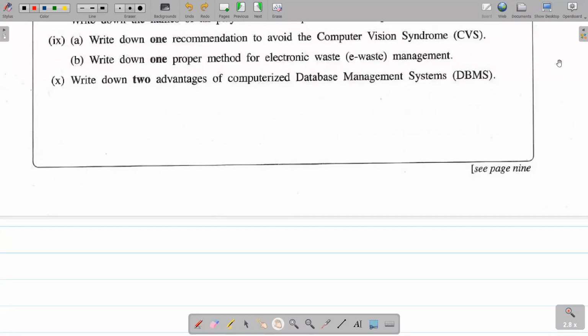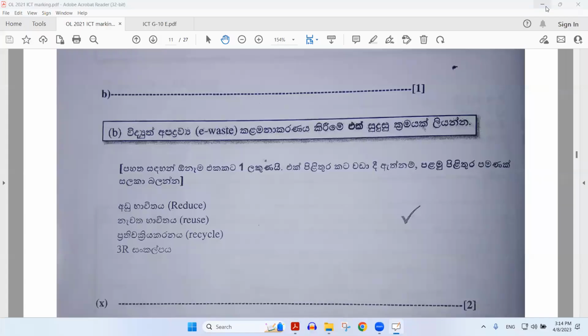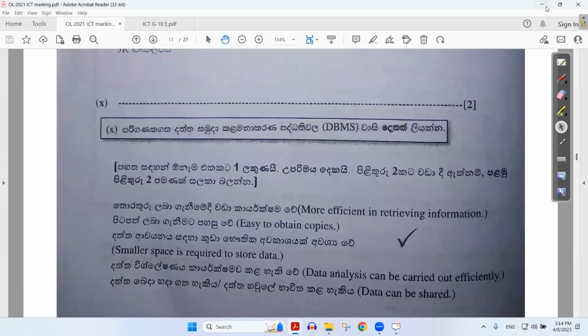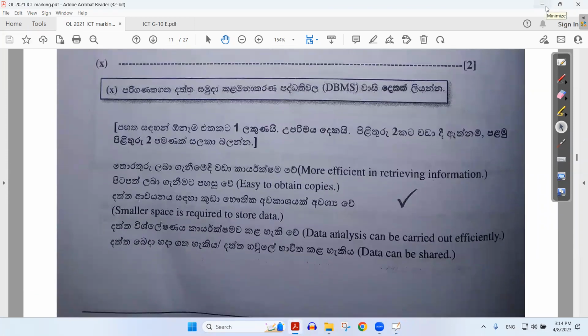Final part, write down 2 advantages of computerized database management system. Yes, if it is computerized, it's very easy for you to record, and searching, updating, and all these things are going to be easy, right? So here, some of the list are given. Just see whether you got that answer with you. If not, just ask me and I'll tell you whether your answer is correct or not.